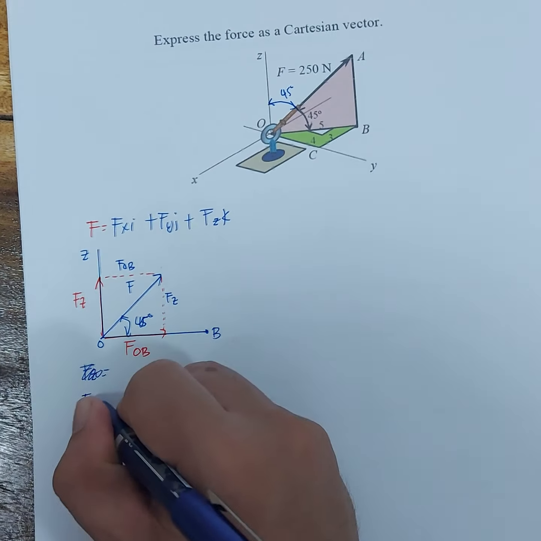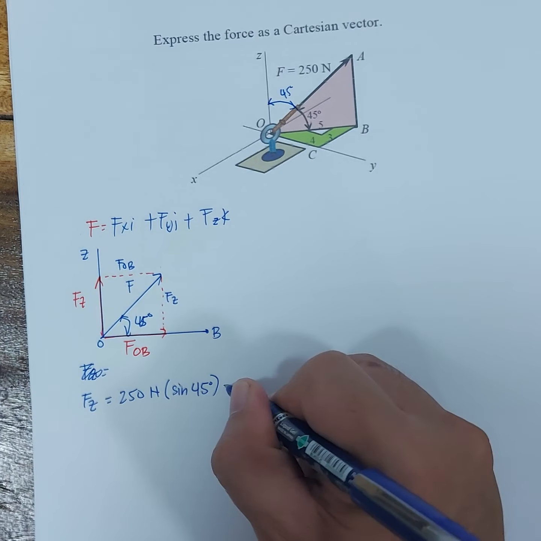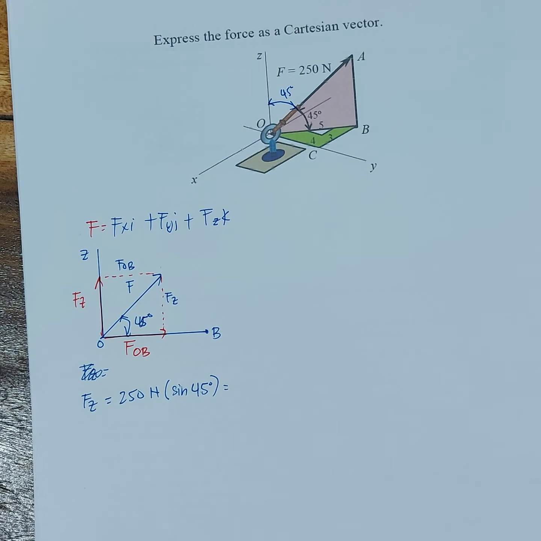Fz is equal to F, which is 250 newtons, times sine of 45 degrees. So Fz is equal to 176.777 newtons. Again, it is directed upwards, so positive siya. Yan yung Fz natin. Okay na tayo sa Fz.